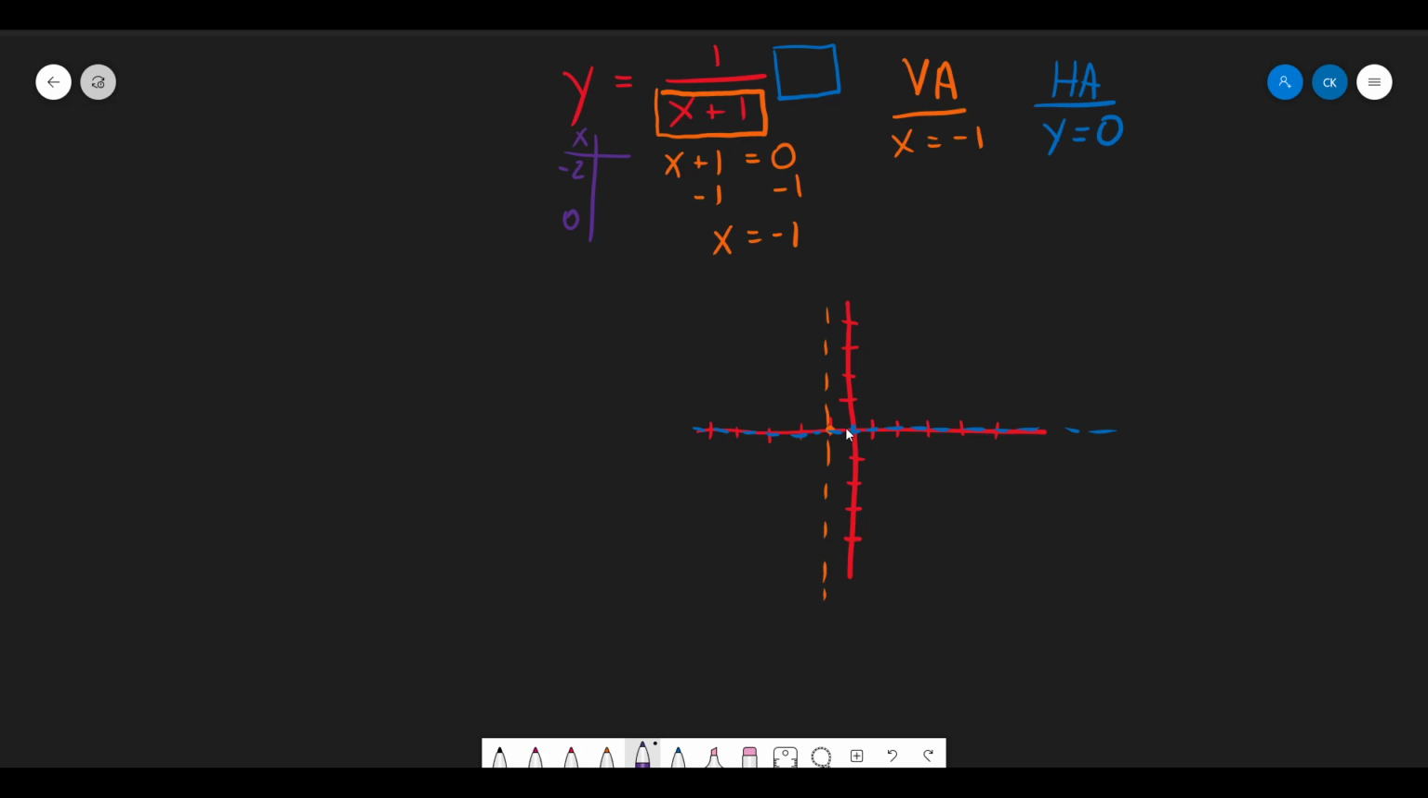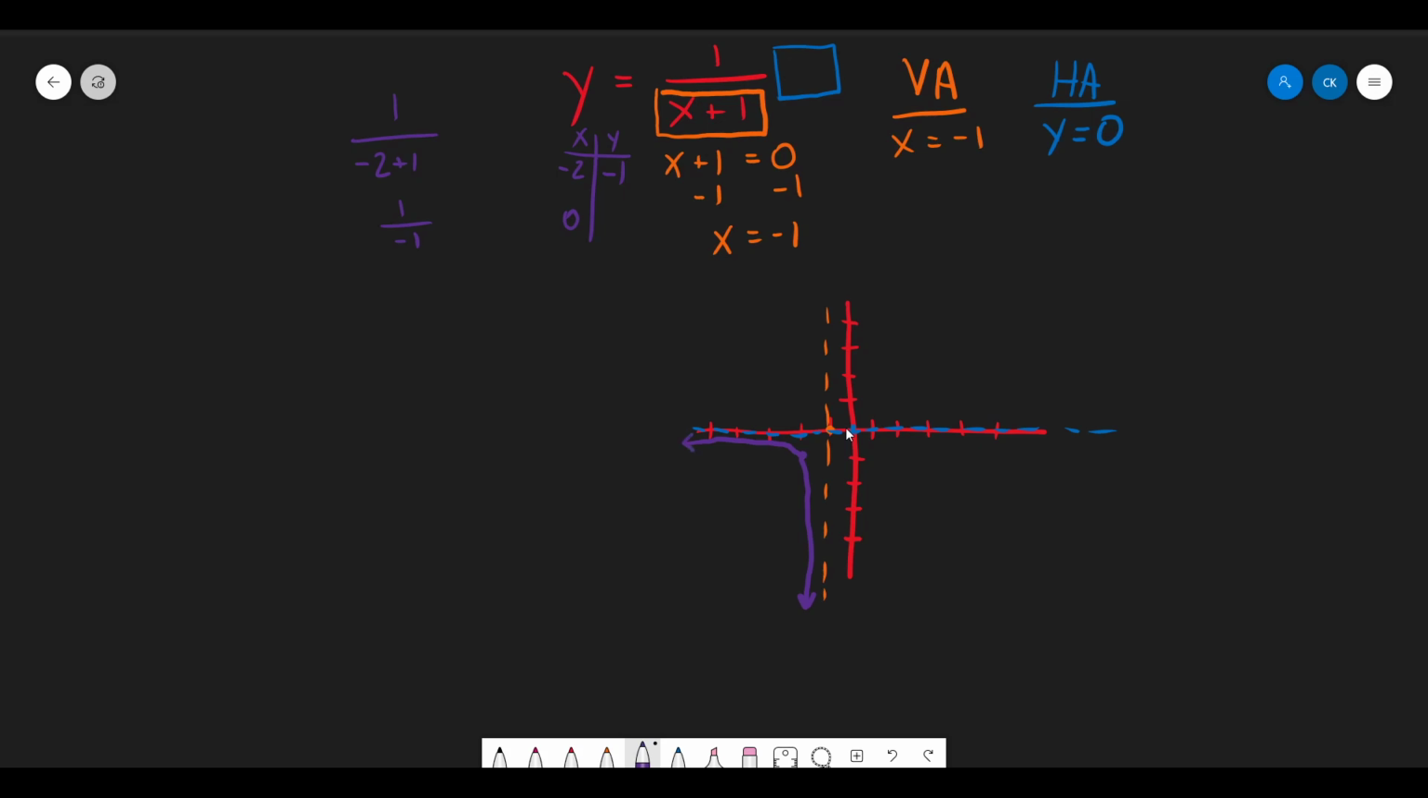When I plug in negative 2, I have 1 over negative 2 plus 1. Well, negative 2 plus 1 is negative 1, and 1 over negative 1 is just negative 1. So I have the point negative 2, negative 1, which is right here. So again, that tells me that my curve on this side should be right here, getting closer and closer to both asymptotes, but never touching it.